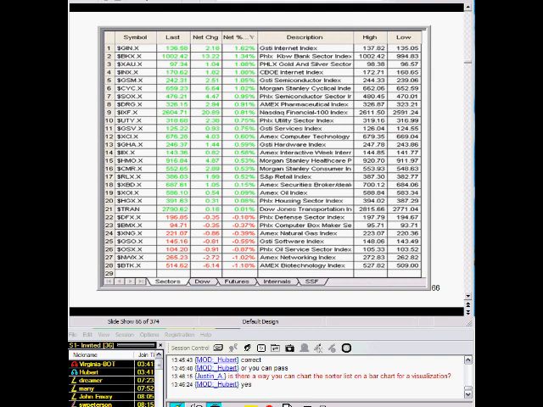Is there a way you can chart the sorter list on a bar chart for visualization? Yeah, I mean, you mean put each one of those stocks into its own chart? Is he talking about like a bar chart for Excel? I'm not sure. We don't understand your question. Together. Oh, okay. So you mean just put them all on one chart so you can watch them visually? Yeah, you can do that.